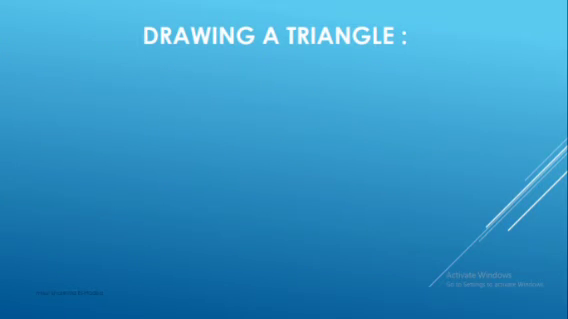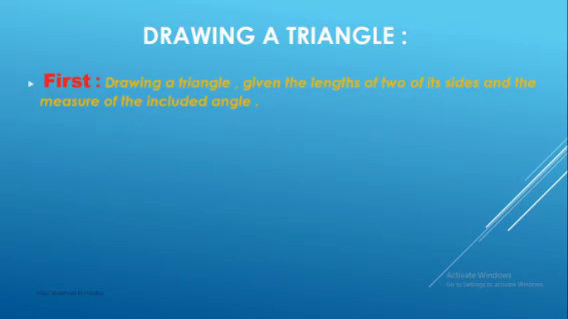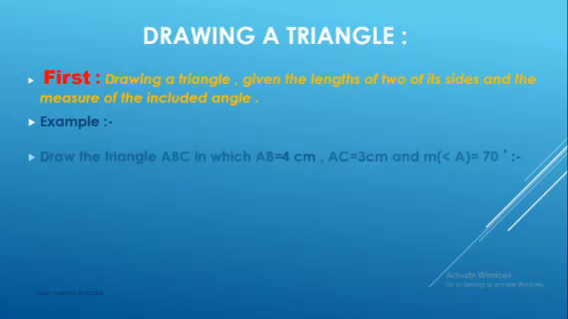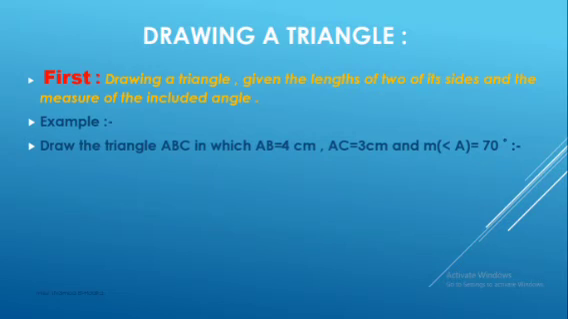How to draw a triangle? First, drawing a triangle if given the lengths of two of its sides and the measure of the included angle. For example, draw the triangle ABC in which AB equals 4 cm, AC equals 3 cm, and the measure of angle A equals 70 degrees.